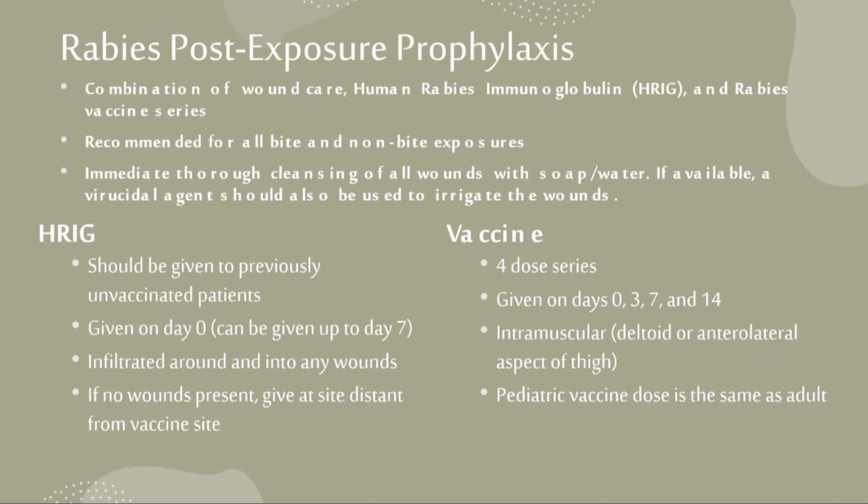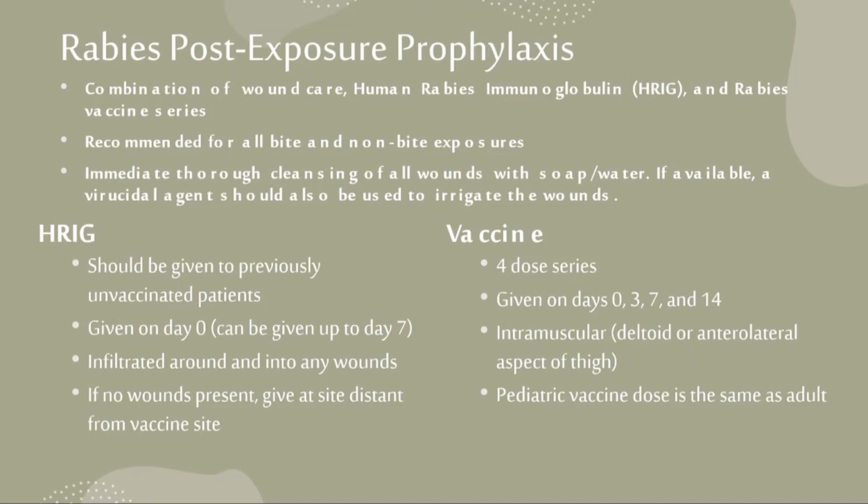And then you're going to give the H-rig, or the human rabies immunoglobulin, to previously unvaccinated patients. You give it on day 0, so at the time of presentation, but it can be given up to day 7 after the bite or wound. You're going to give this in multiple injections. You're going to try to infiltrate around the wound, into any wounds that you can see. But if you don't have a wound present and you think that it was more of a saliva contact, then the only recommendation is to give it distantly from the vaccine site.